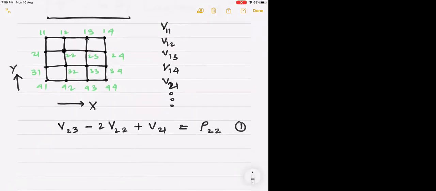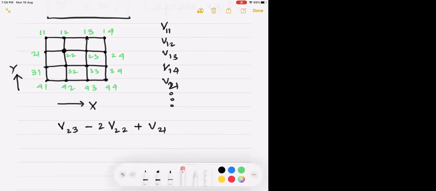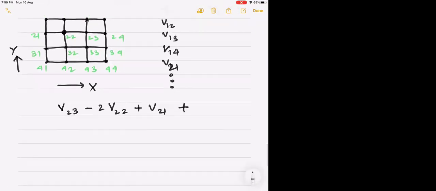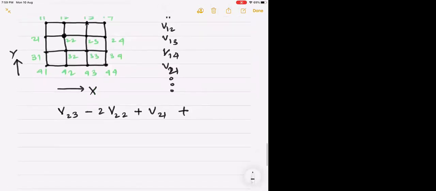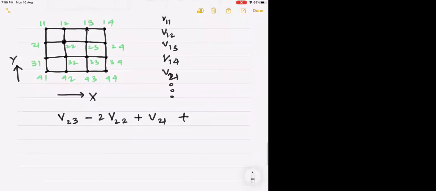Sorry, this is not equation 1. I have made a big mistake here. This is just d square v dx square at the point 2, 2. Together with this, remember, I must also have d square v dy square, which for the point 2, 2 happens to be V32 minus 2 times V22 plus V12. This ought to be equal to rho 2, 2. So this is Laplace's equation applied at this point.